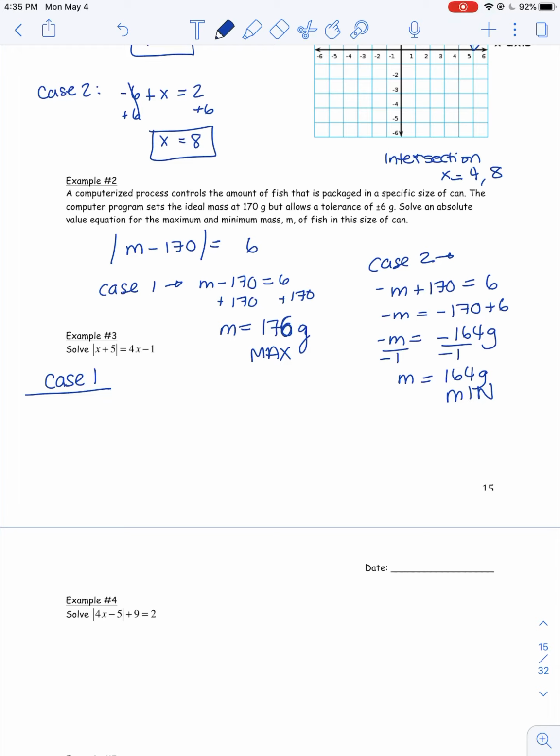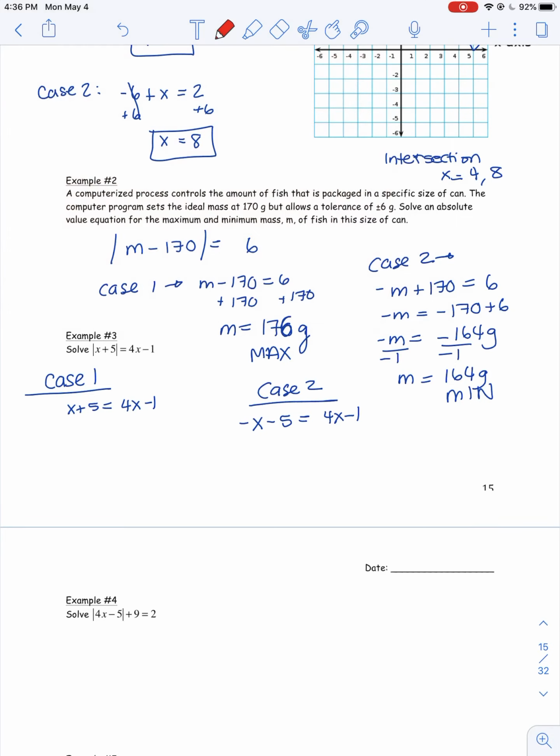Okay, our next example, we're going to do this one algebraically. So case 1, we remove the absolutes and don't change anything else. Case 2 is where we remove the absolutes, but we make the signs inside the absolute the opposite, meaning negative x, negative 5 instead of x plus 5. Everything else stays the same.